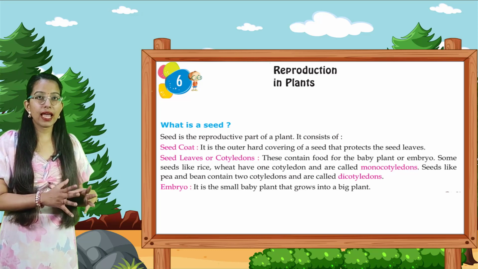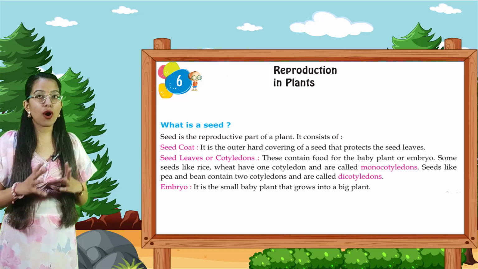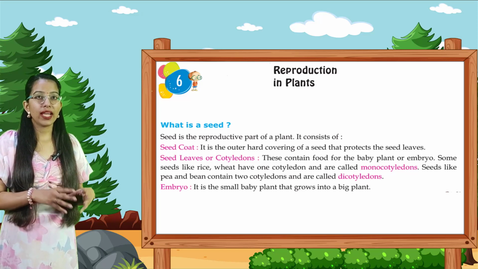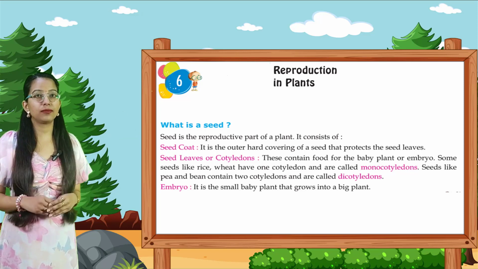Seeds like pea and bean contain two cotyledons and are called dicotyledons. Embryo: it is the small baby plant that grows into a big plant.